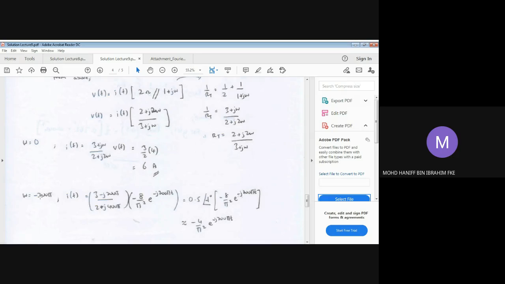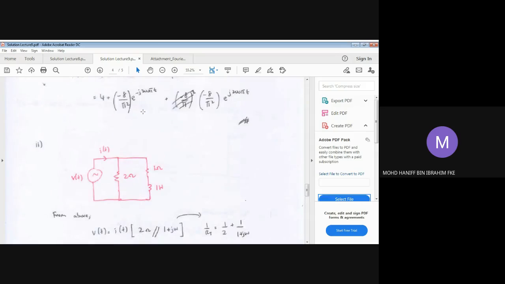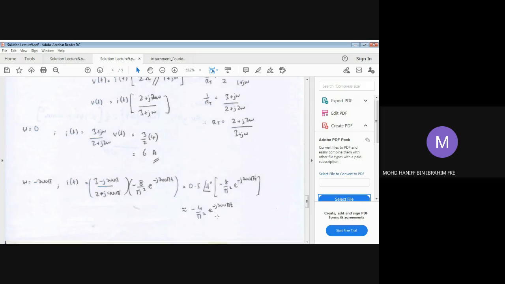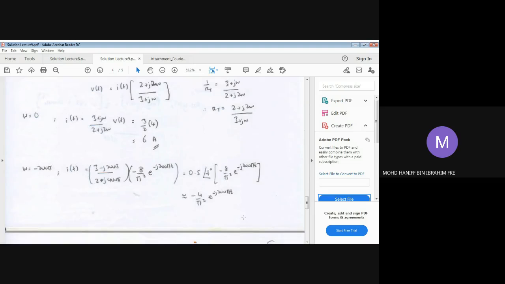For negative 200 pi frequency, we get this equation, which is the substitution of omega by this value, based on the second term, negative 8 over pi squared exponential negative j 200 pi t. Multiplication of these gives us this equation, and we end up with negative 4 over pi squared exponential negative j 200 pi t. That is for the first frequency component.